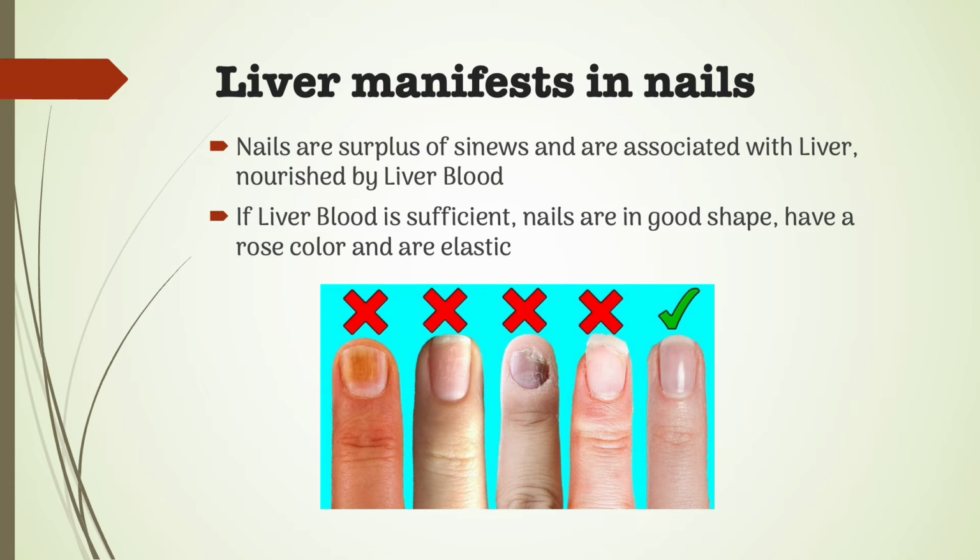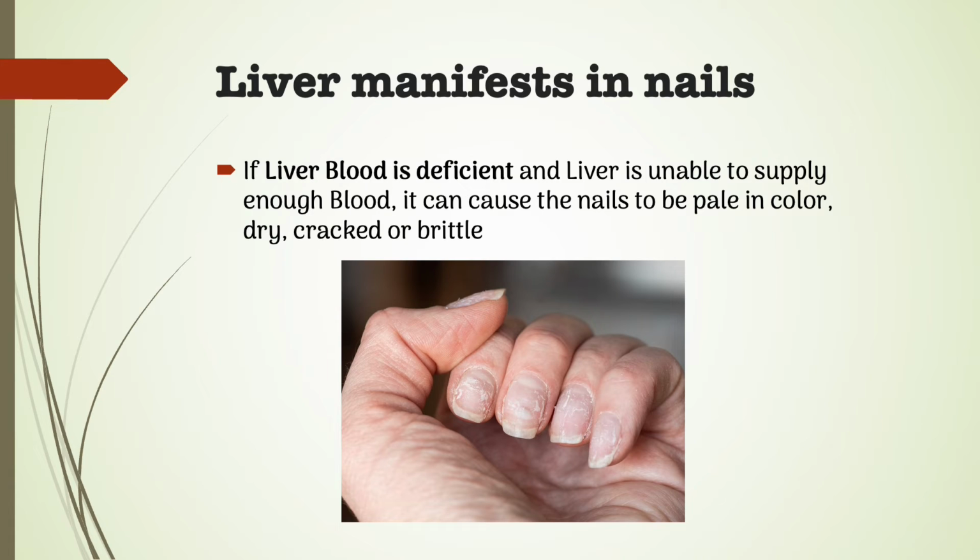The nails are the surplus of the sinews and are associated with the liver, nourished by liver blood. If liver blood is sufficient, the nails are in good shape, have a rose color, and are elastic. If liver blood is deficient and the liver is unable to supply enough blood, it can cause the nails to be pale in color, dry, cracked, or brittle.